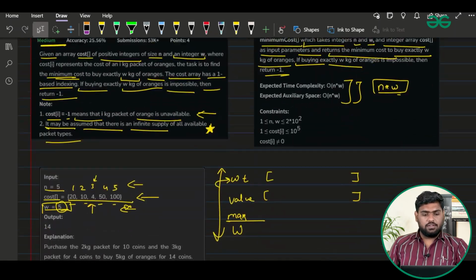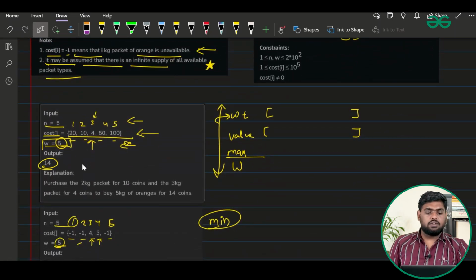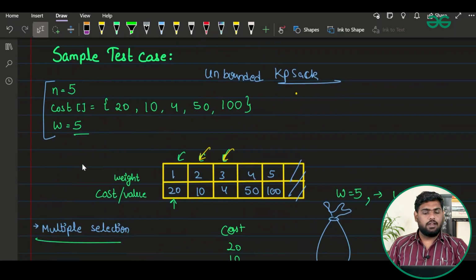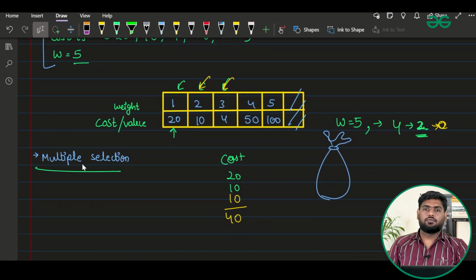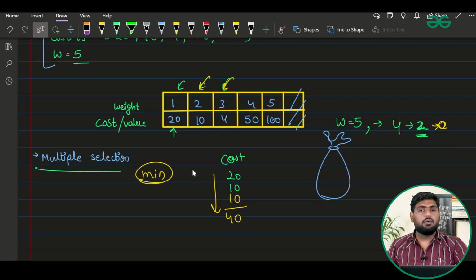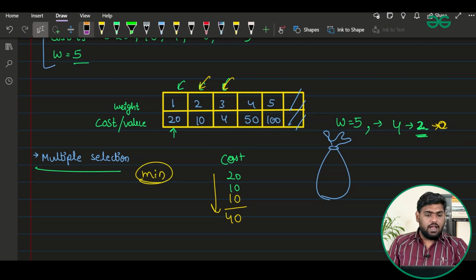But now, as you see in this example, the output is given as 14, right? What changes should we make here? We have to optimize it. We are following up with minimum. So we have to calculate the minimum cost here. So for that choice, possibly this is an answer, but not the right one, not the minimum one.